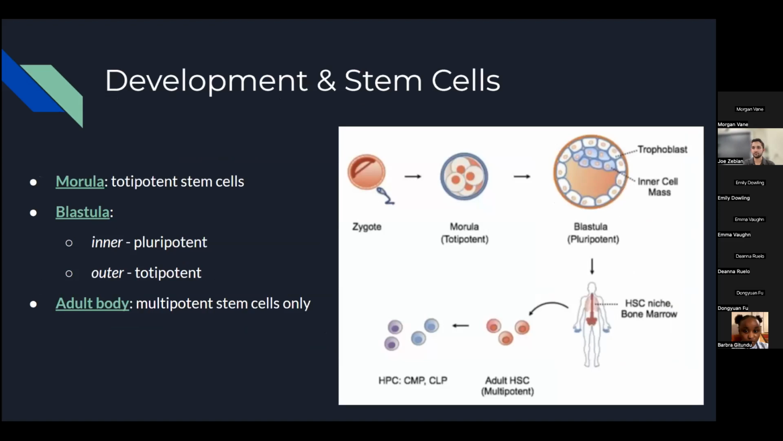And development in stem cells, again, this is really important to remember. The morula is the totipotent stem cells. It's right in that diagram right there. And then you can see it goes into the blastula. In the blastula, the inner part is pluripotent and the outer part is totipotent. And then in the adult body, multipotent stem cells are the only thing you're going to find. You won't find toti- or pluripotent in the adult human body.